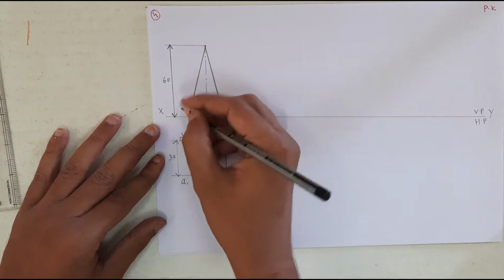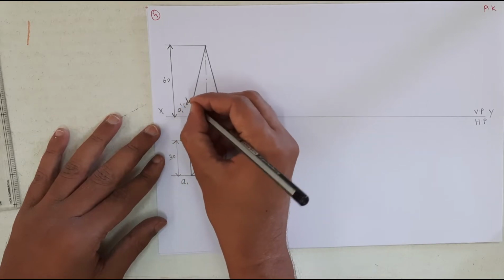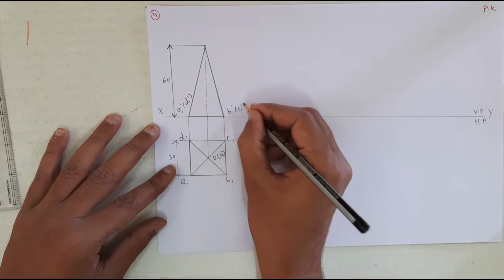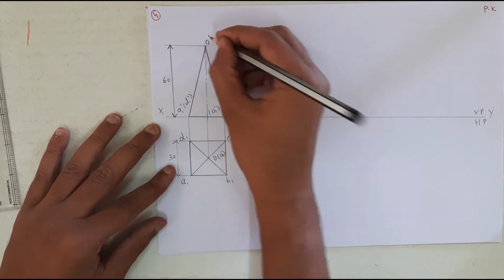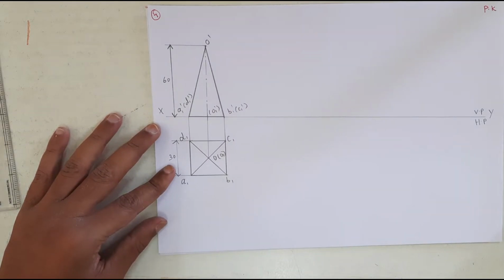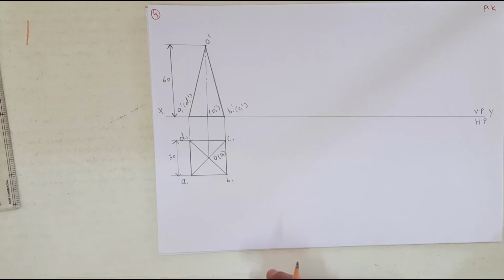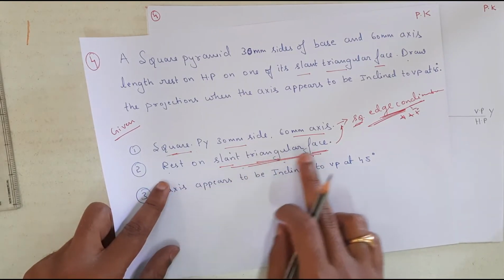See here what naming I am going to give. This one is A1 dash in bracket D1 dash. Here B1 dash in bracket C1 dash. Here O1 dash, that is also in bracket, and here it is O dash. Have you got this one? Any doubts? Okay. So what is the next step? It is the second step: rest on slant triangular faces.